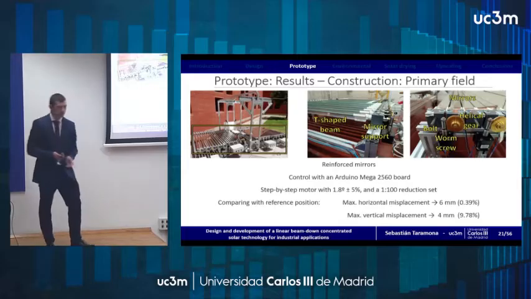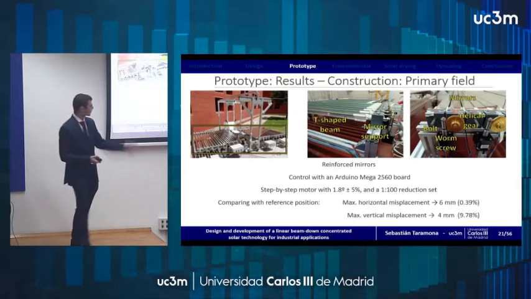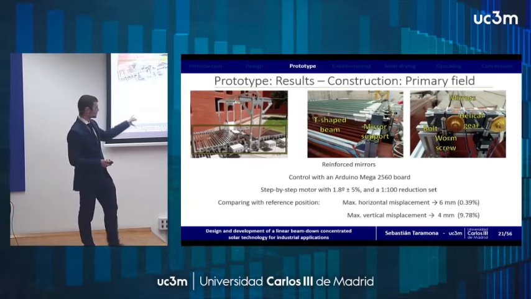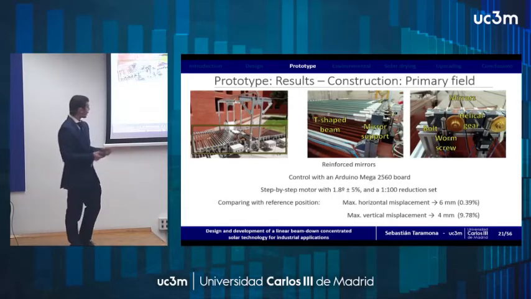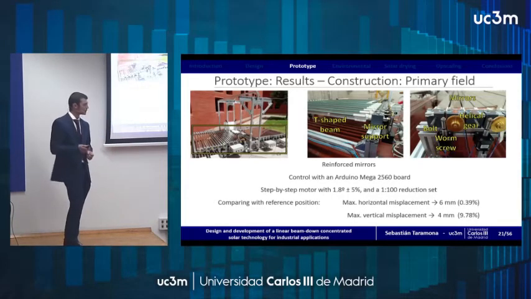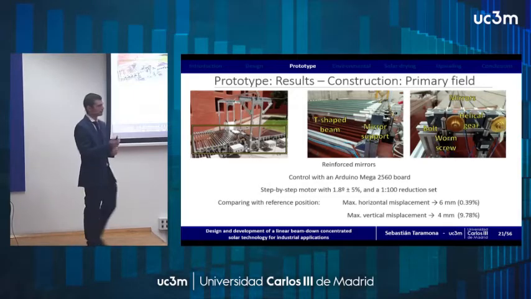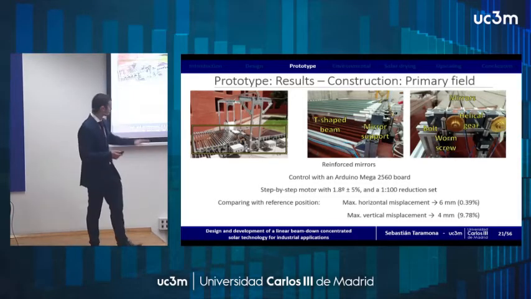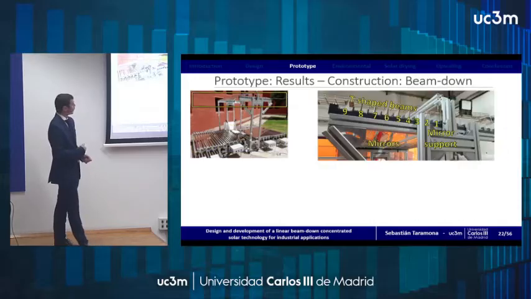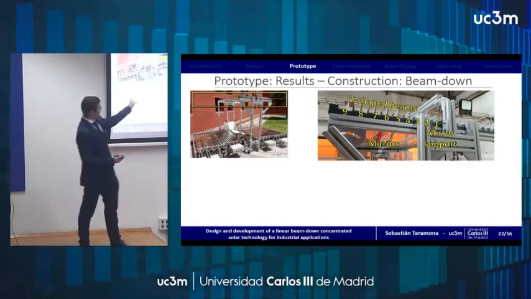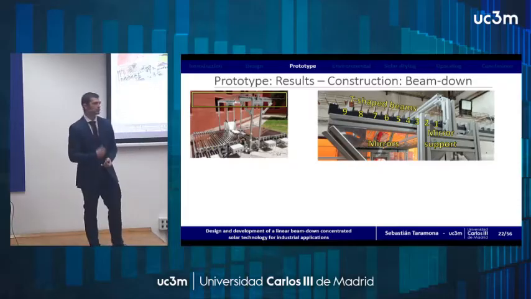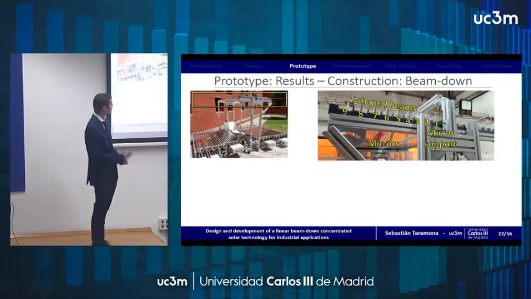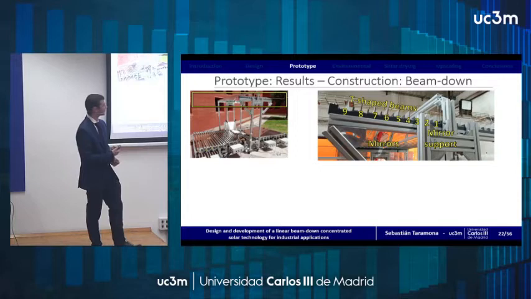Analyzing the relative results with the design, we see a maximum horizontal misplacement of around 6 millimeters from the design position, and regarding vertical misplacements, around 4 millimeters from the average position. Going towards the beam down, here we can also see in the figure that we have 9 mirrors on each side, and all of them are once again reinforced with T-shaped beams and pasted to them.